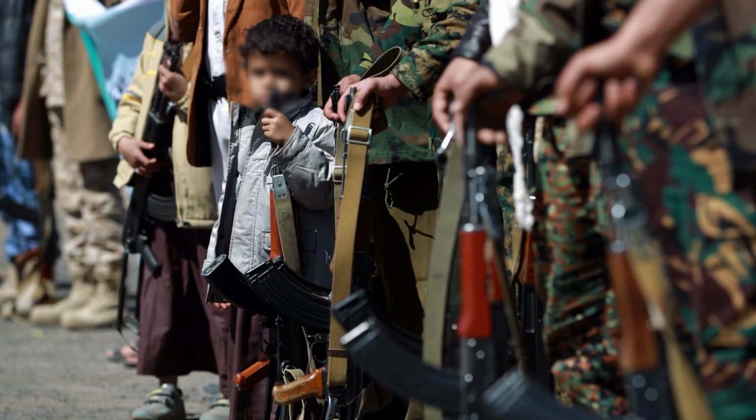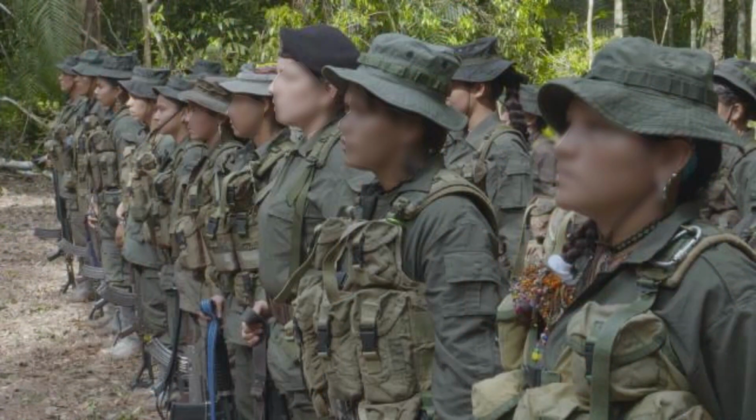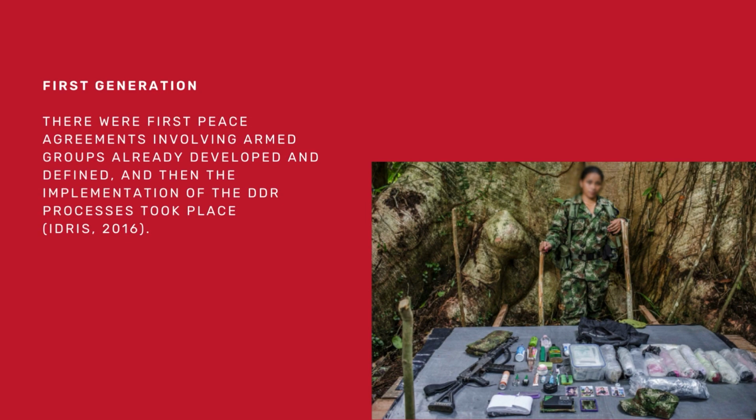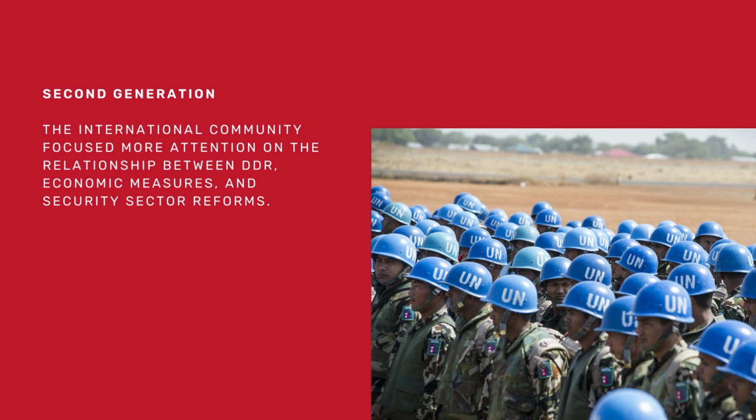There were first peace agreements involving armed groups already developed and defined, and then the implementation of the DDR processes took place. Furthermore, the UN also used this type of separation and argued that in the second generation, the international community focused more attention on the relationship between DDR, economic measures, and security sector reforms.